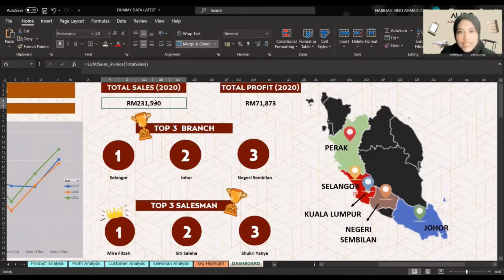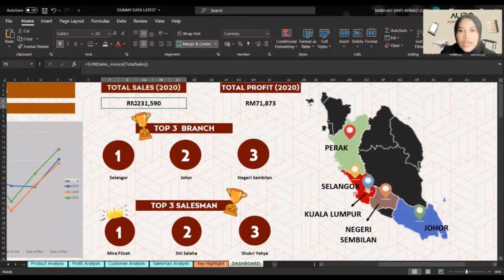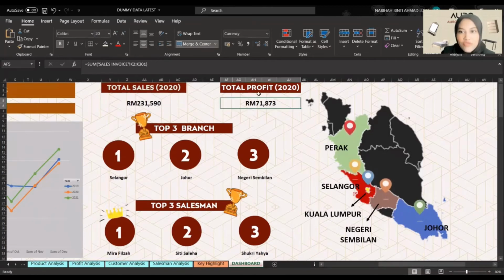And to find this, we use some functions and extract the data from the sales invoice table. For the total sales, we got 231,590 ringgit. And as for the total profit for the year, we got 71,873 ringgit. Next, we also have top 3 branch and top 3 salesmen.